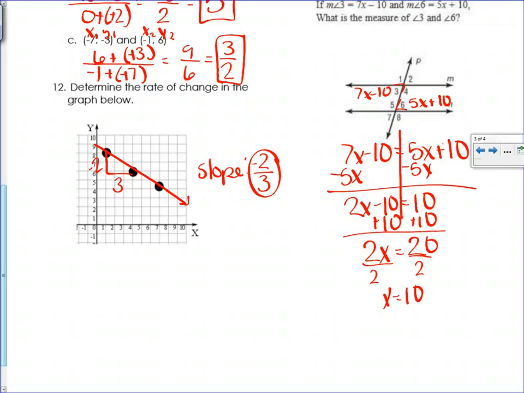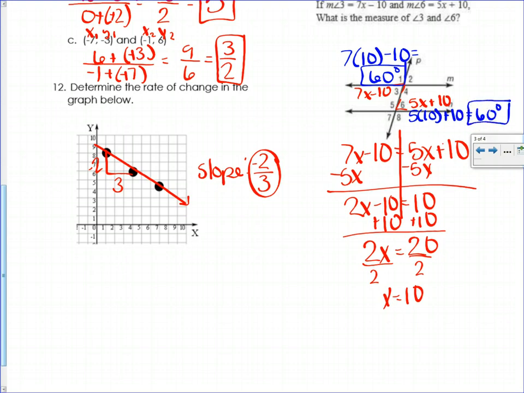So once we know what x is, we have to plug that back in to our angles. So 7 times 10 is 70, minus 10 is 60. And because we know these angles are congruent, we also know that the angle down here, 5 times 10 plus 10, would also be 60 degrees. So your final answer for your test tomorrow, you would put 60 degrees.